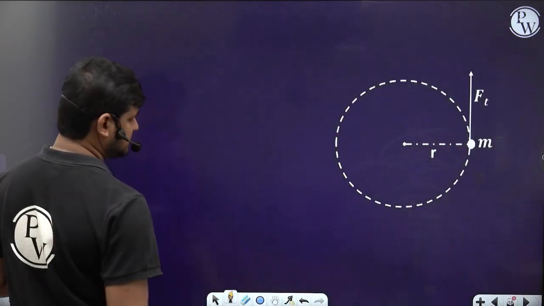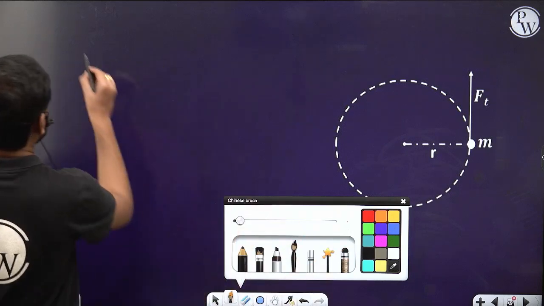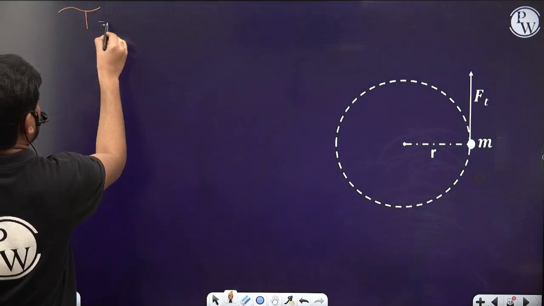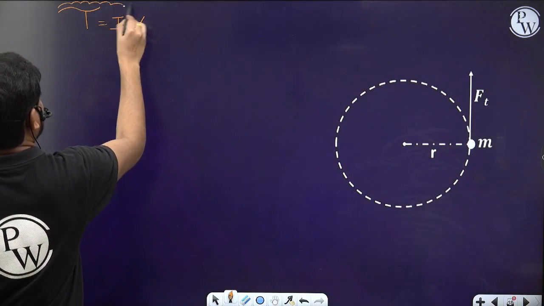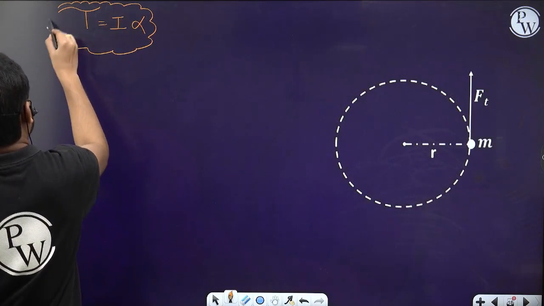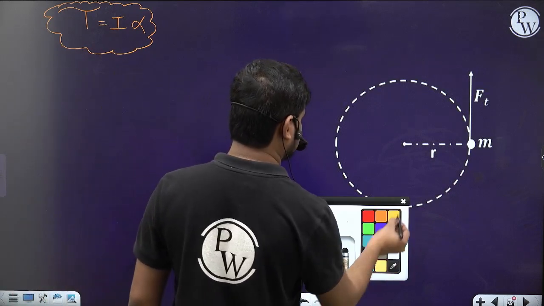So now let's go for the concept of tau is equal to I alpha. Let's go for the tau is equal to I alpha concept. So let me derive this part, guys. So how do we derive this?